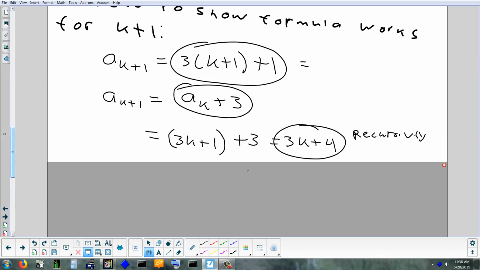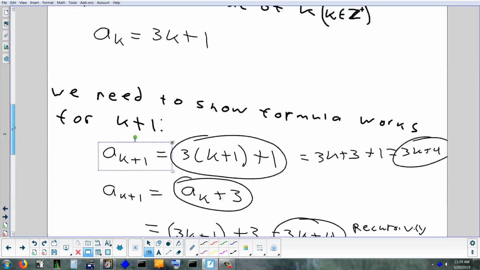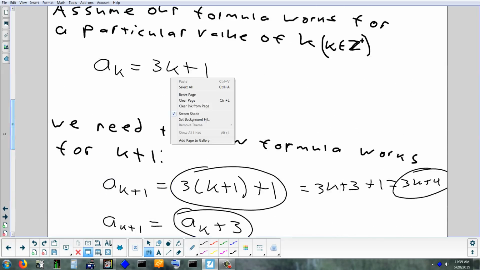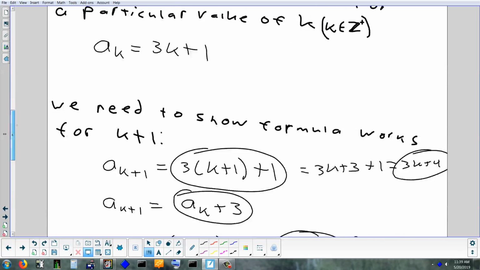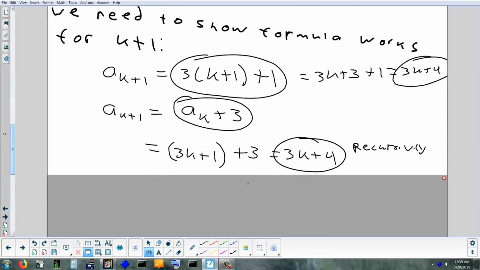If I distribute out the 3, I get 3k plus 3 plus 1. 3 plus 1 gives me 4. Now, doing it this way, I didn't use the previous term at all. I just took the formula Robin gave me, I plugged in k plus 1, and hoped that I got the next term. And I did. Plugging k plus 1 in gave me 3k plus 4. Adding 3 to the term before it gave me exactly the same result. So this was doing it explicitly.